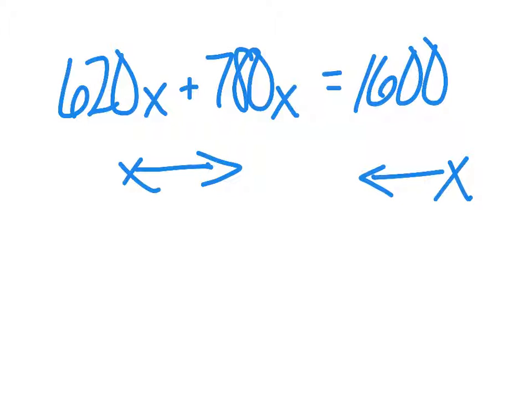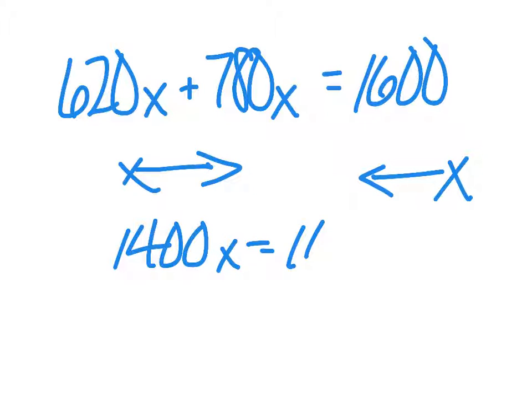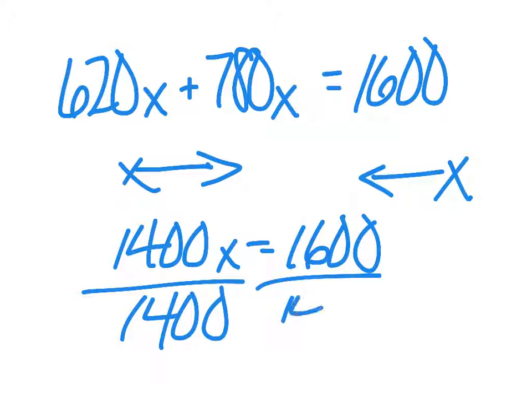I do 620 plus 780 times x, you get 1400x equals 1600. Divide by 1400, and you get, I think I know this one. I can't do it though, it's too hard. I'm going to cross out my zeros, it gives me more time to do 16 divided by 14. Should be 1.14 hours.